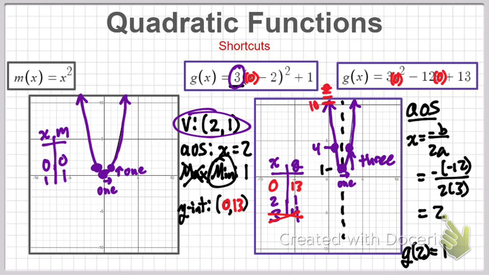Then you would graph that point, 0, 13. You'd be able to copy it to the other side, use the vertex, and then you got your points. So when you're graphing, all you need is the vertex and one other point. You could choose the easy point that's right next to the vertex, or you can use the y-intercept.